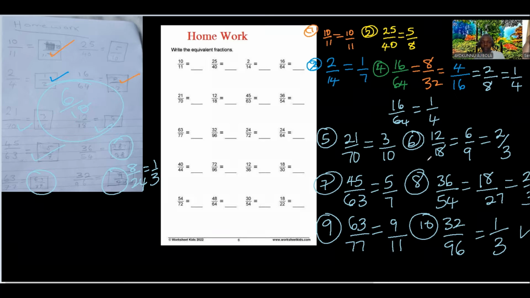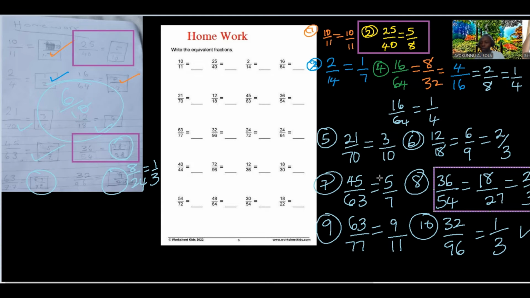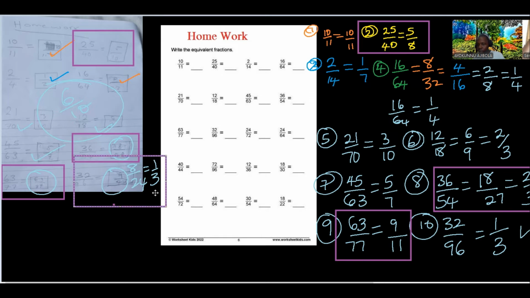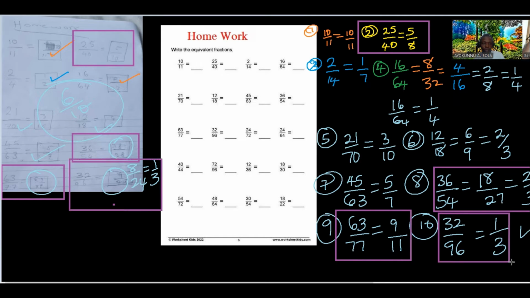Which one is the one that I missed? Oh, you missed number. Let me put it there. You missed this one, okay? Which is gonna be this one. Then you missed number. What else is it? This 36 over 54. Where is it? This one. And this 63 over whatever. Then the last one, which is 32. Yes. So write down those corrections.